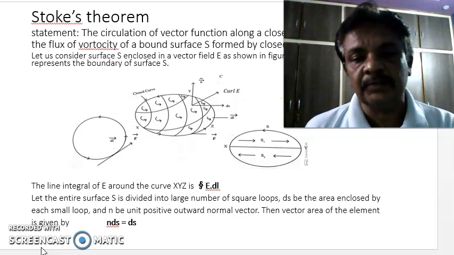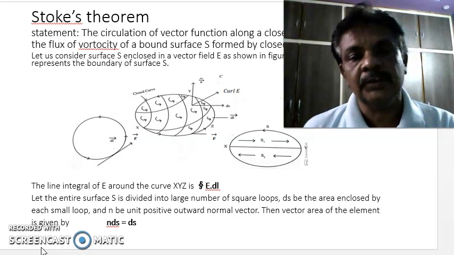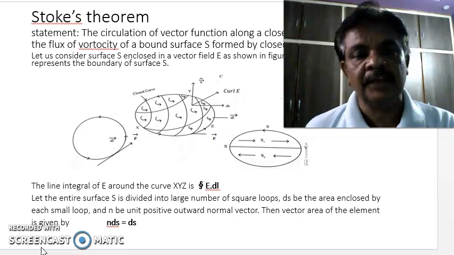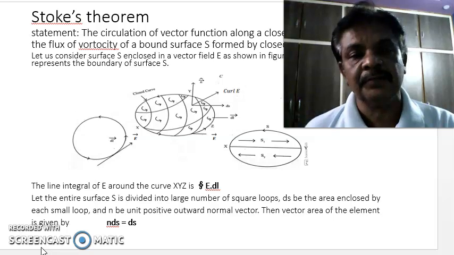What is the importance of Stokes theorem in physics or mathematics? You have a line integral, and that line integral is converted into a surface integral. So the conversion of line integral to surface integral or surface integral to line integral is done mathematically with the help of Stokes theorem. The second one, Gauss divergence theorem, will convert or relate surface integral and volume integral, which converts surface integral into volume integral or volume integral into surface integral.